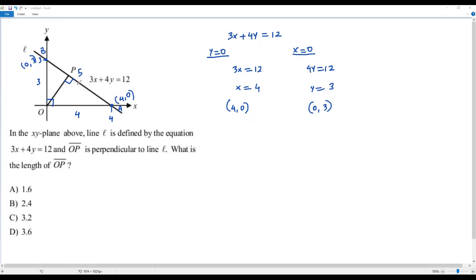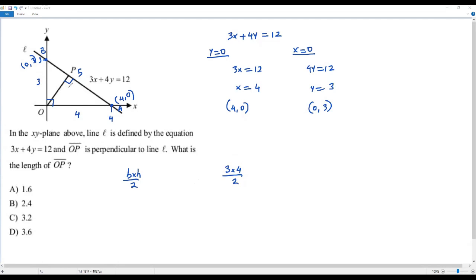Now we can get the area of this right triangle OAB taking this 4 as the base and this 3 as the height. The formula for the area of a triangle is base times height divided by 2. To get the area, we plug in 4 for base b and 3 for height h. Then we get 3 times 4 divided by 2. This is the area of the right triangle OAB.